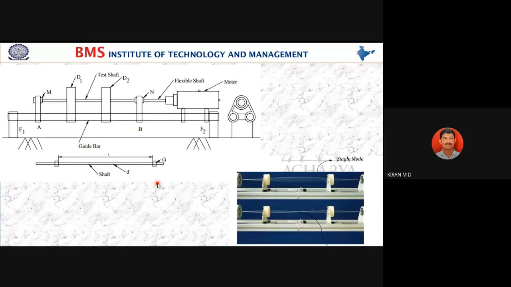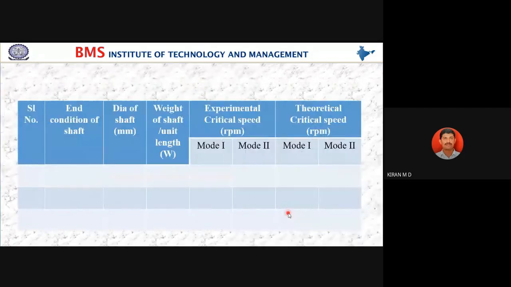It will give the mode 2 type. Okay, that we are going to call as the critical speed at mode 2. Okay, so now once when you are conducting the experiment, we are going to use this tabular column.